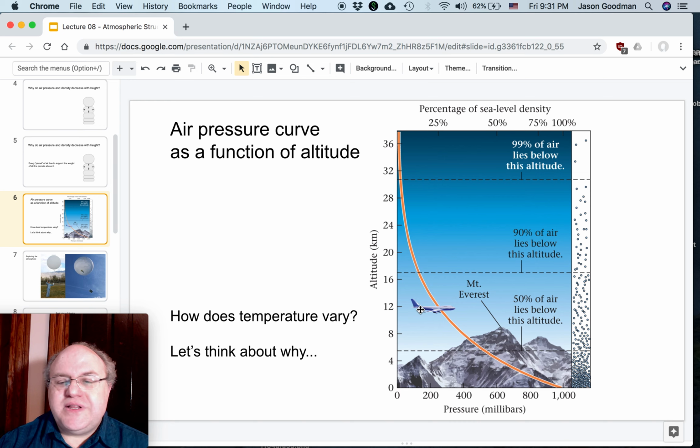The pressure never really goes completely to zero. It just declines exponentially and gets super, super small. And Felix Baumgartner was jumping from up here. Pressure declines with altitude in an absolutely exponential fashion. All right.